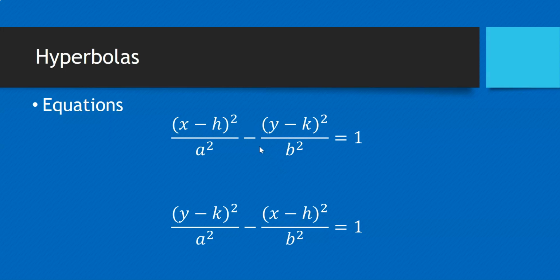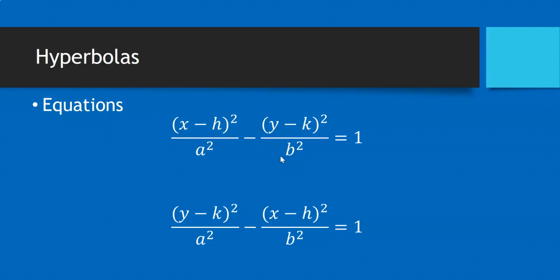Notice that the equations look very similar to the equations of the ellipse, but instead of adding, we're subtracting the two terms. So instead of having both be positive, we're having one be positive and one be negative.